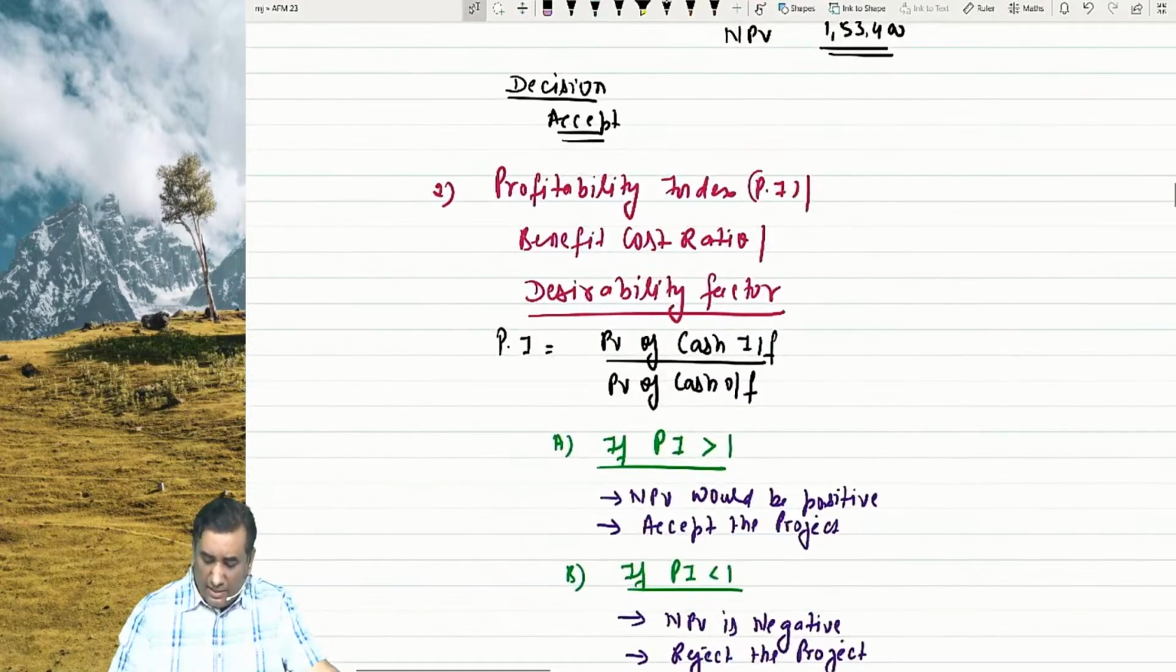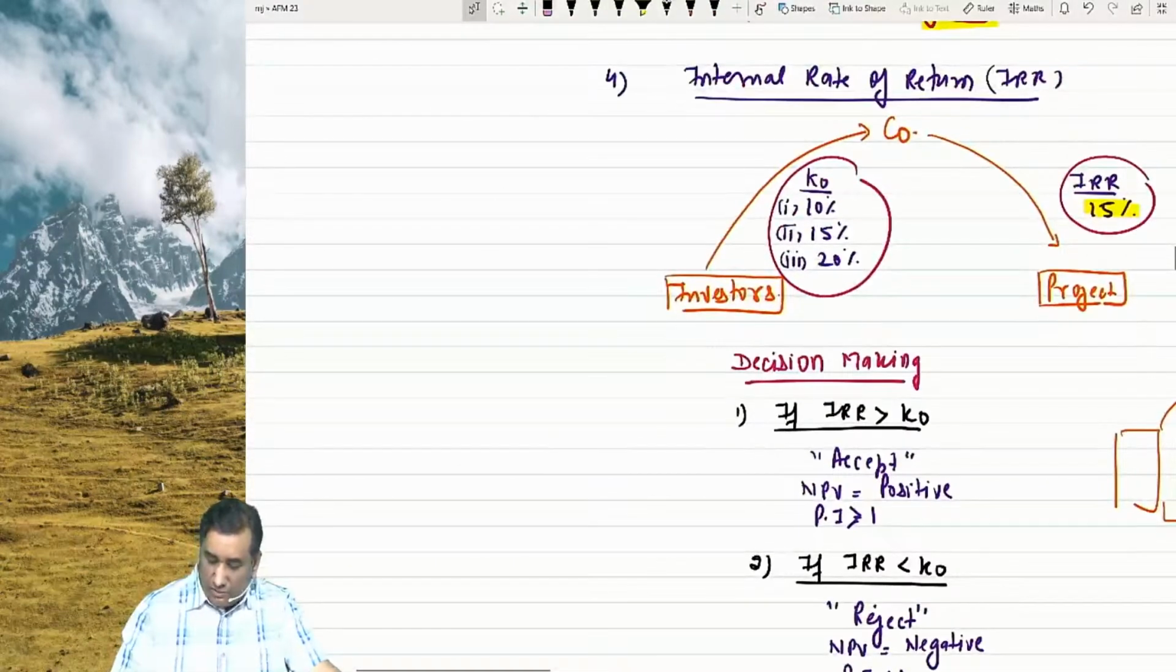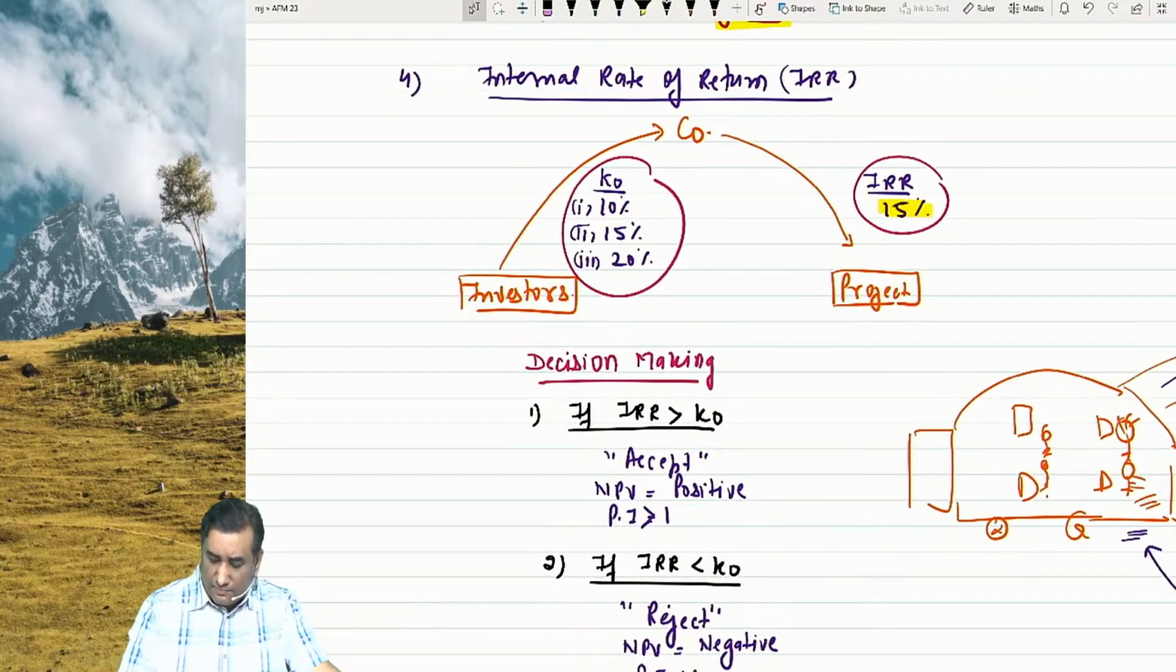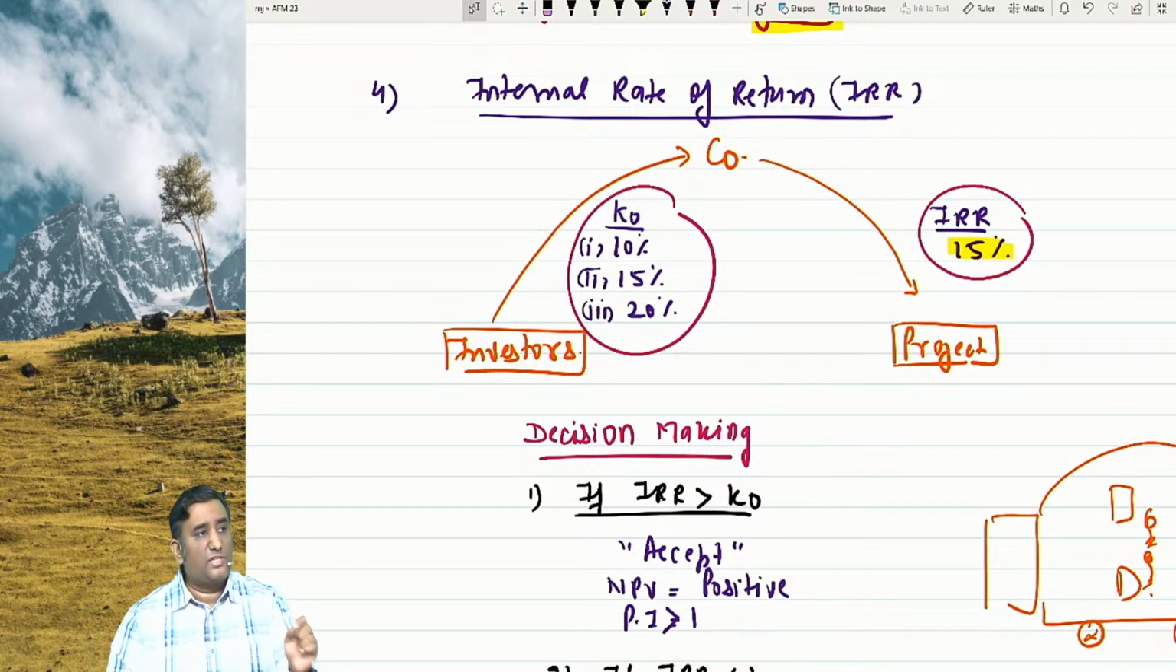And then profitability index was discounted inflow by outflow. Payback period was normal. Internal rate of return is very important. So get the clarity. If you have the clarity, fine. Otherwise, get a basic clarity of it, because I straight away start from the technical questions of the IRR.